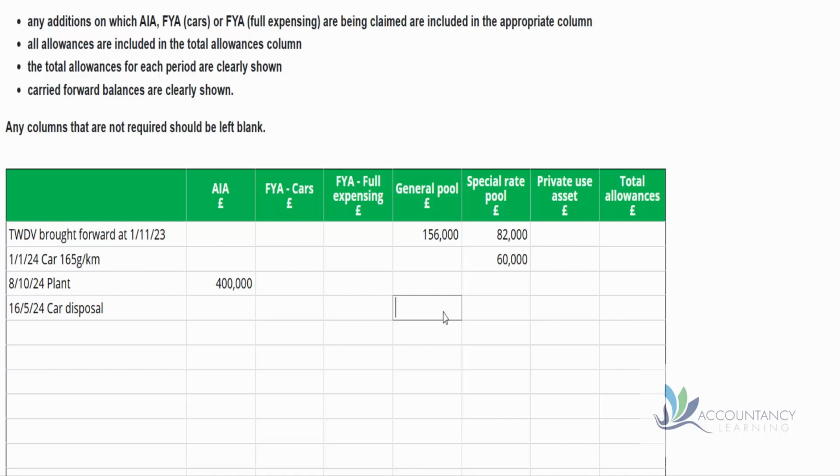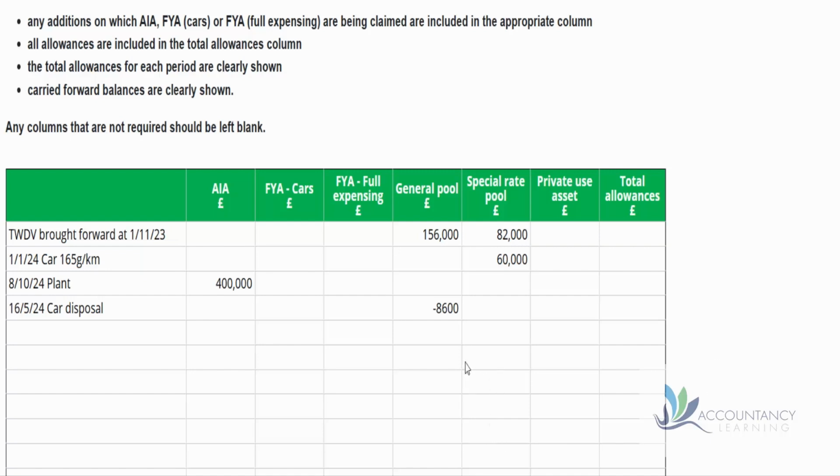So what we need to do then is allocate that to the general pool and deduct the proceeds from the general pool. And that's just going to make our written down allowance for the year smaller. Remember, if the general pool had been 0, this would have created a balancing charge now. But it's not 0, so we don't have to worry about it.